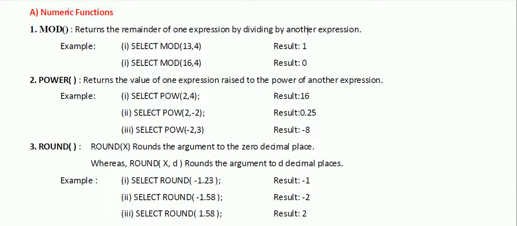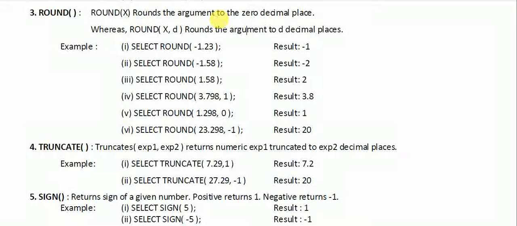The next one is the ROUND function. ROUND(x) rounds the argument to 0 decimal places. So ROUND(x) rounds off the value to 0 decimal places. The next is ROUND(x, d), which rounds the argument to d decimal places. So d specifies the decimal places up to which we have to round off. SELECT ROUND(-1.23) will return -1, because when it is rounded off, it gives -1.